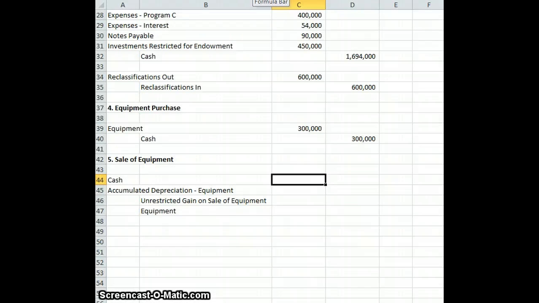Finally, we had in number five here, or for this portion of it, we are going to make a sale of equipment for $40,000. The original cost of the equipment was $100,000, so we're going to credit our equipment for $100,000. We have our accumulated depreciation of $65,000, and then our gain will be the difference, which in this case is going to be $5,000. So we're going to record a $5,000 gain, unrestricted gain, on our equipment sale. And that is it for this particular portion. Continue on to part B.